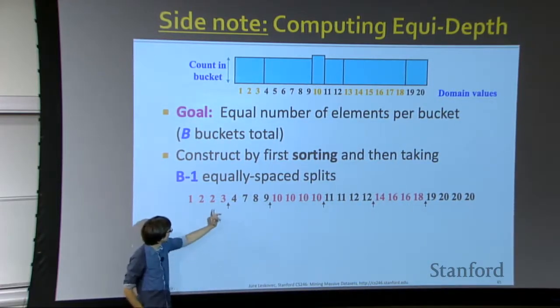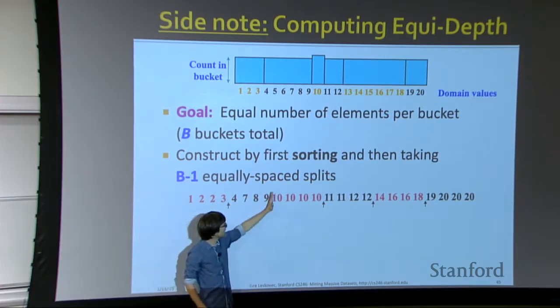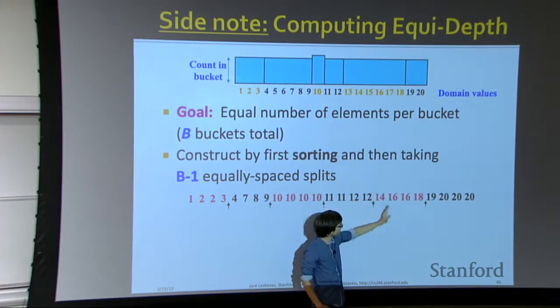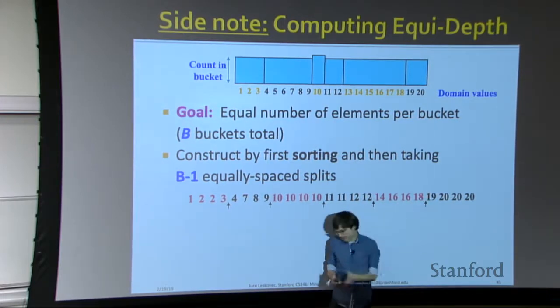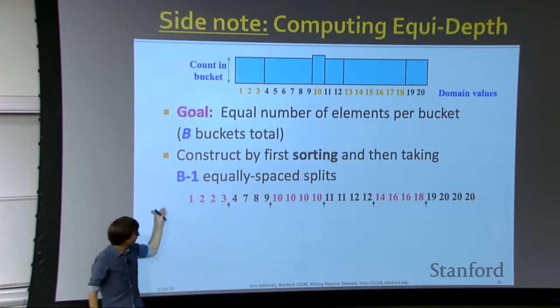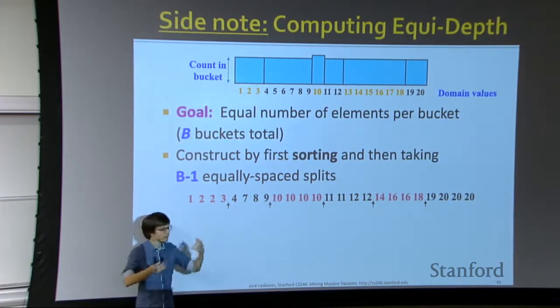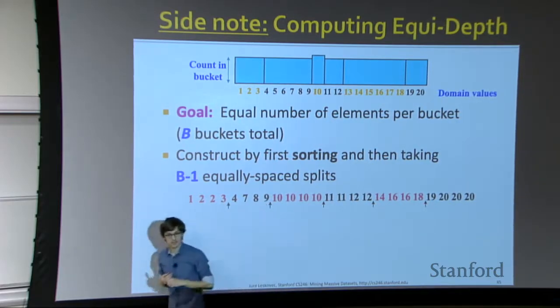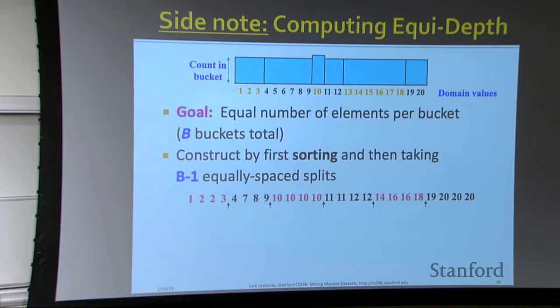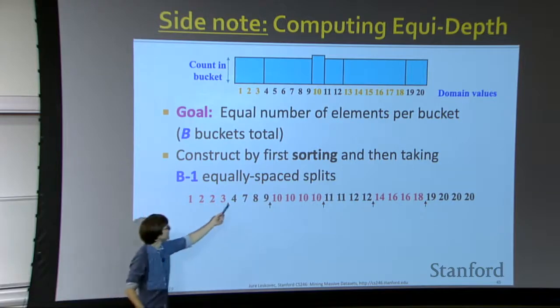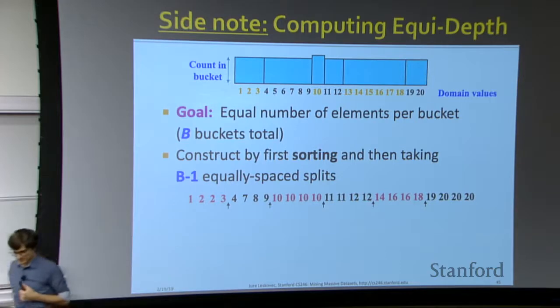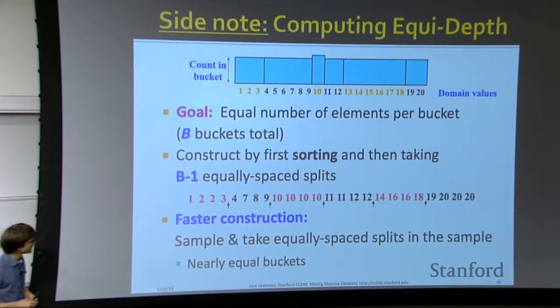You can now notice that this would mean I split between 3 and 4, between 9 and 10, 10 and 11, 12 and 14, and 18 and 19. So this splitting is highly non-uniform in the values, but it's uniform in the amount of data between the split values. That's the idea: an equal amount of data gets split each time. So these would now be candidates for my splits for an attribute that takes these types of values. How would I make this go faster?